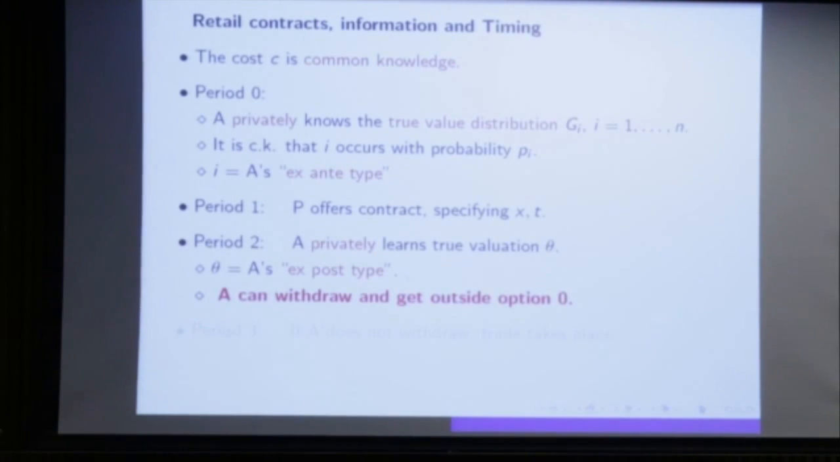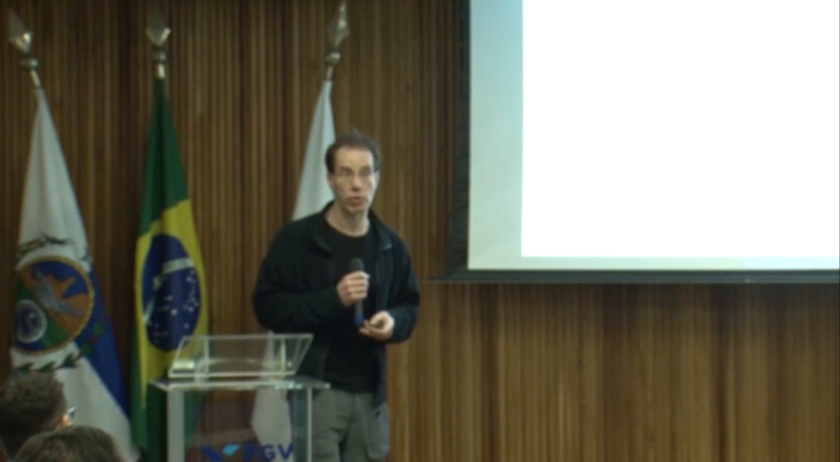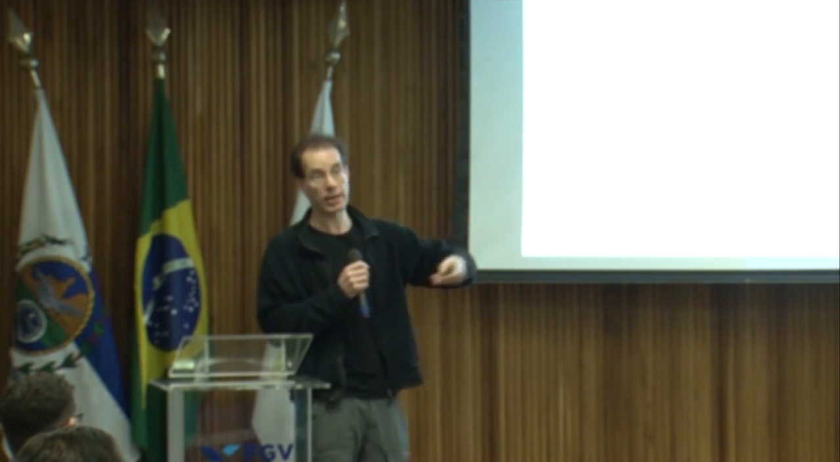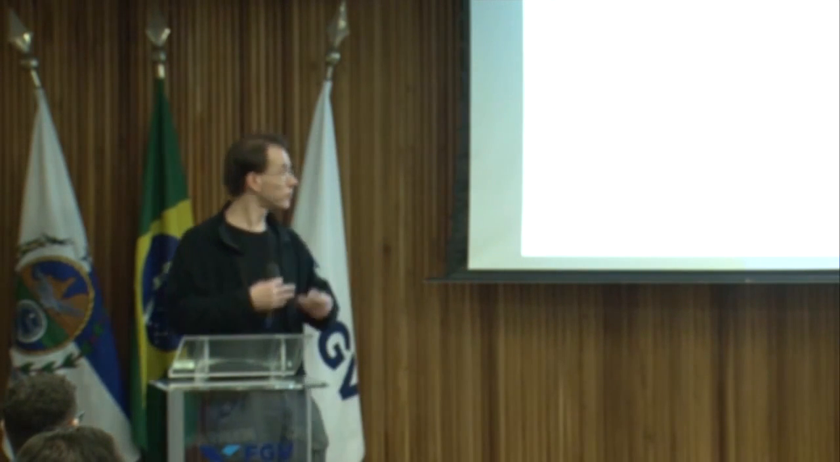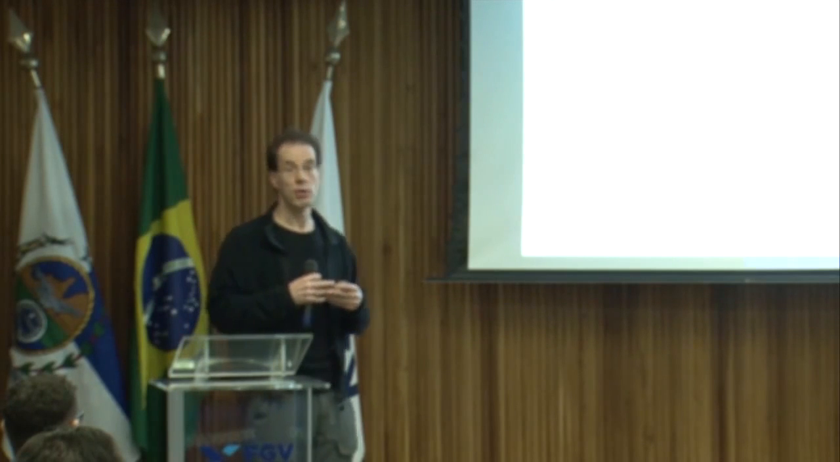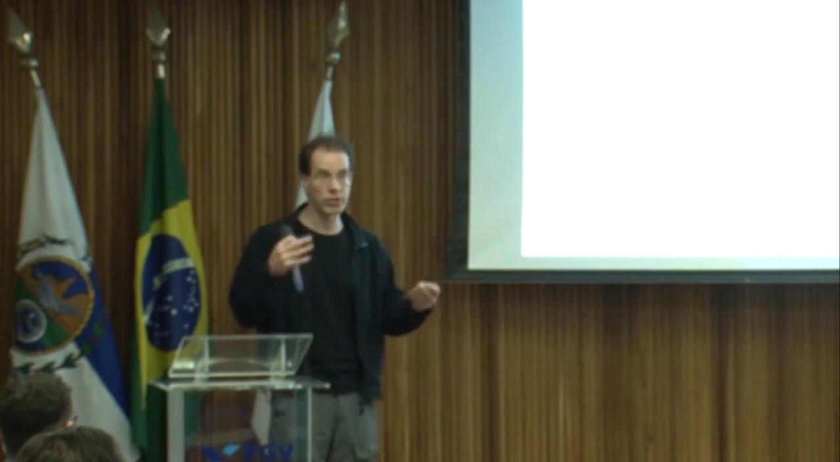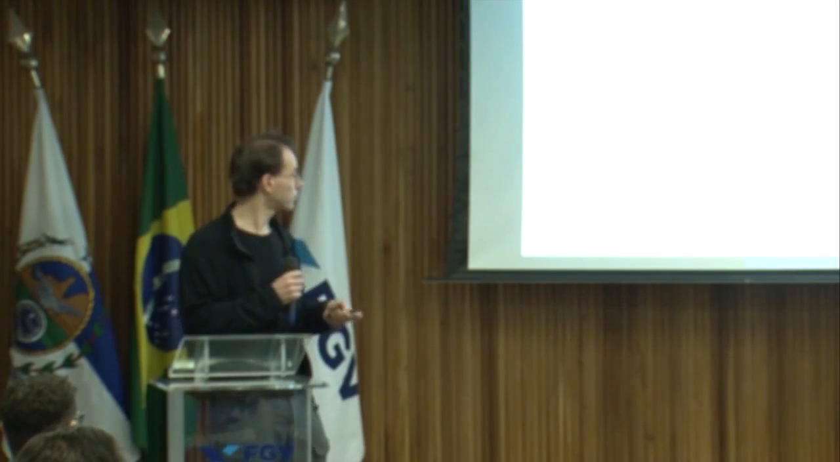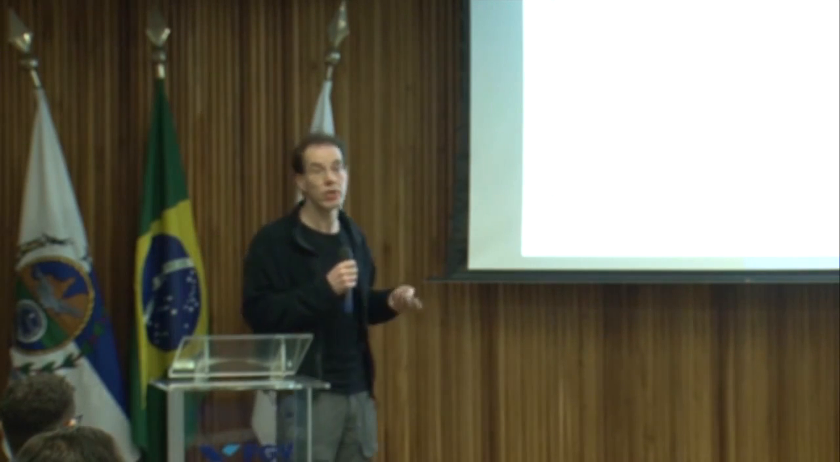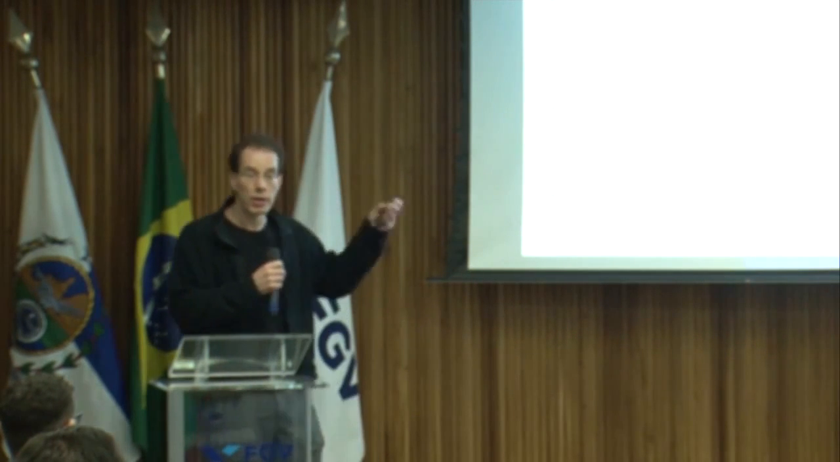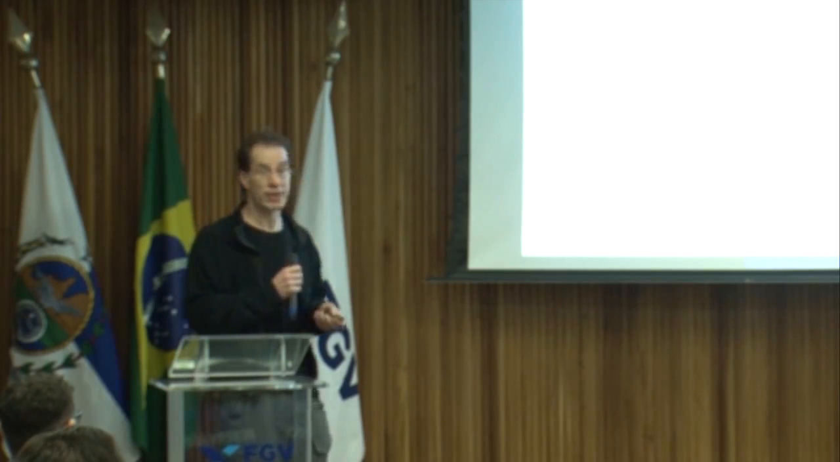And now the really new thing in comparison to Courty and Li, because the rest is just like in Courty and Li, is this in bold red: the agent can simply withdraw after learning his ex post type and get his outside option of 0. So he can send the good back, the contract is cancelled, and he gets back everything he paid. And if the agent says, no, I like the jeans, I'll keep them, then the contract remains valid.